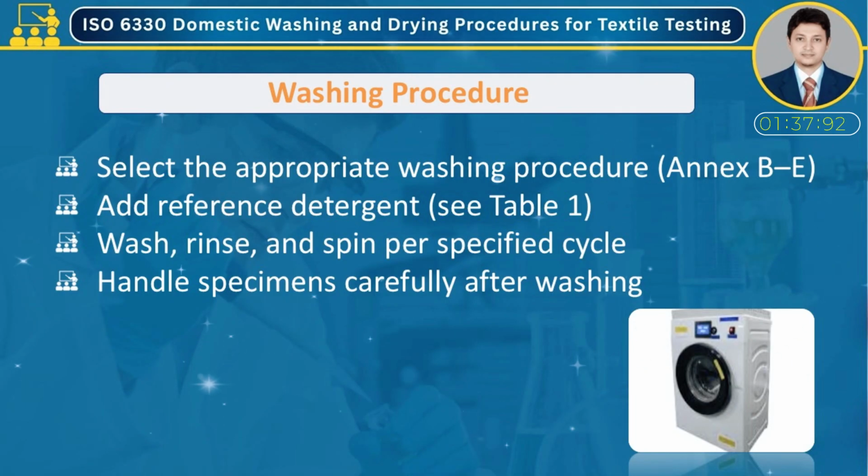Washing procedure. Select the correct procedure according to the reference machine type and required severity level. Detergent dosage must strictly follow the specified amounts, for example, 20 plus or minus 1 g of detergent for Type A machines. After washing, remove specimens gently to avoid stretching or distortion.